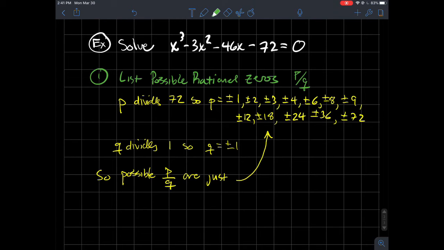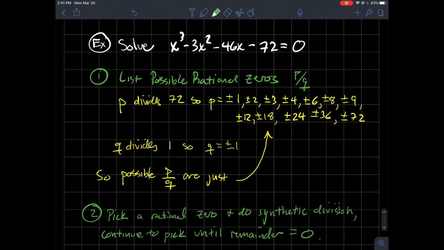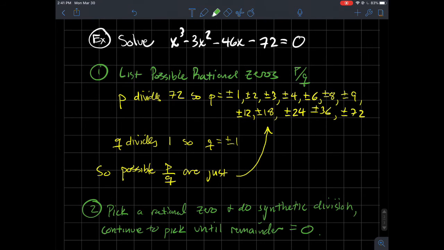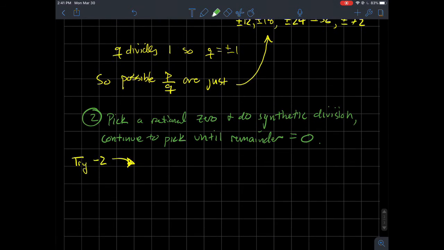Now, it won't always be the case that your list of possible p over q's is this big. This is kind of a bad or extreme example. It's a good example because it's complicated. But what do we do? We've got this list now. What you're going to do is start picking out of that list and trying synthetic division with that number you pick and the coefficients in your polynomial. What you're looking for is a number out of this list that will give you a remainder of 0. And so I'm going to try negative 2, right?